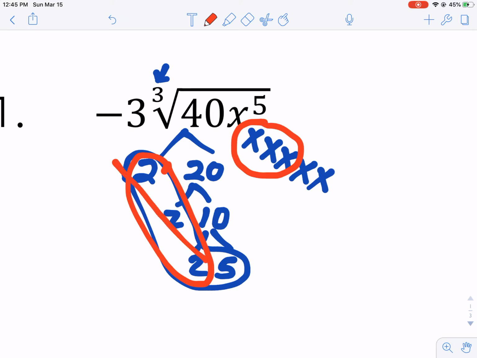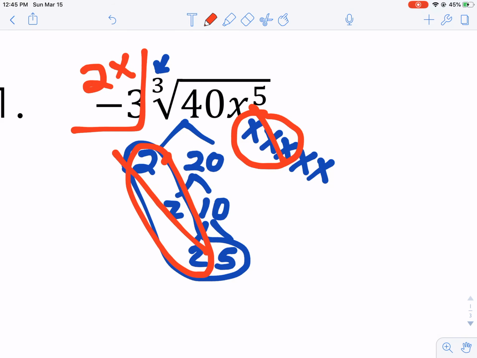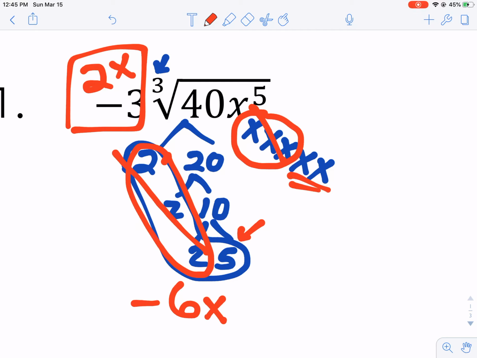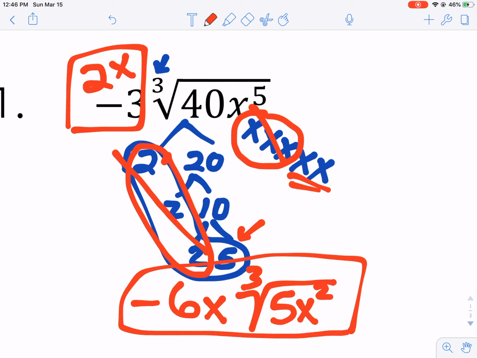For every group of 3, 1 comes out, so I get a 2 on the outside, and cross off the group of x's and bring an x on the outside. So if I multiply all this outside stuff together, I will get negative 6x. And then the stuff that I didn't cross off, I've got the 5 in my hockey stick, and I got 2 x's here. So underneath my cube root, don't forget the little 3 that says it's a cube root, I still have the 5 in there, and I have the x squared still in there. And this is now simplified.